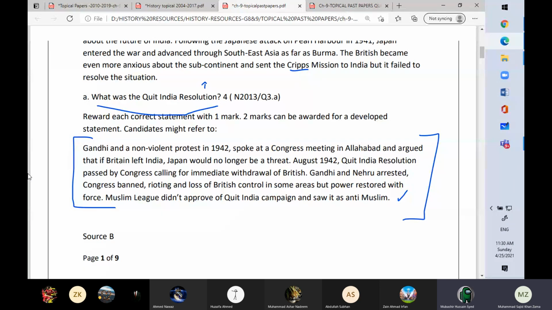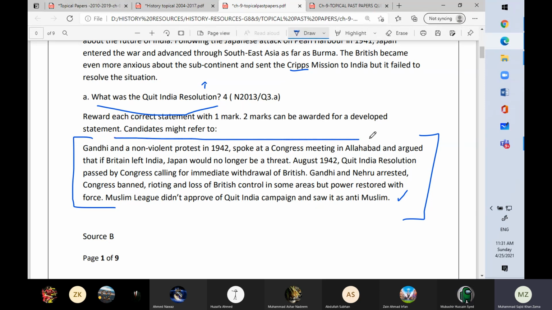Lord Mountbatten was in favor of Gandhi's decision of not splitting India. Yeah, that will come. Mountbatten would come in 46, later, when he was appointed as the last Governor General to India. Okay, so this is the Quit India Movement. Is it clear?